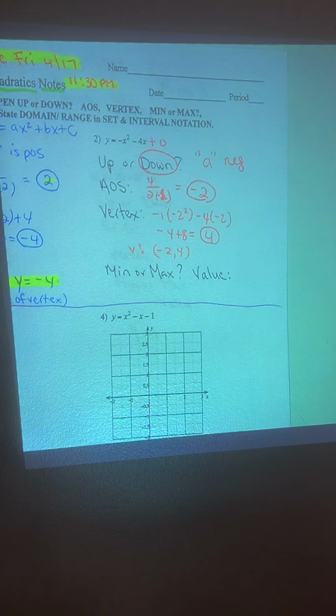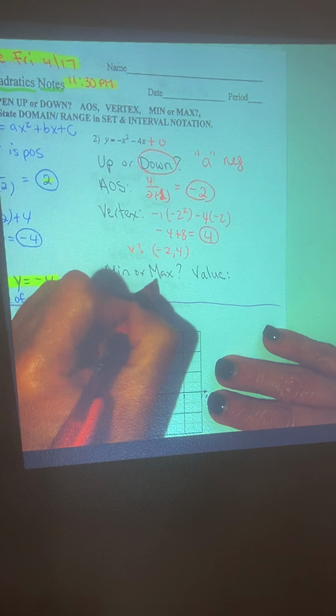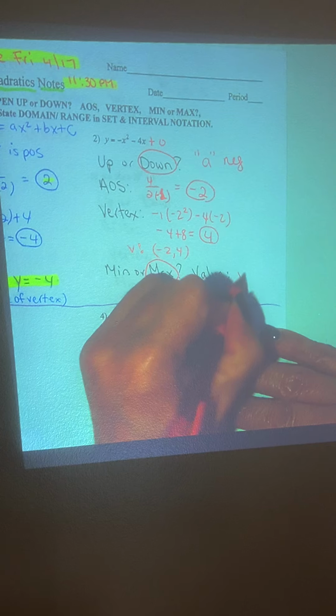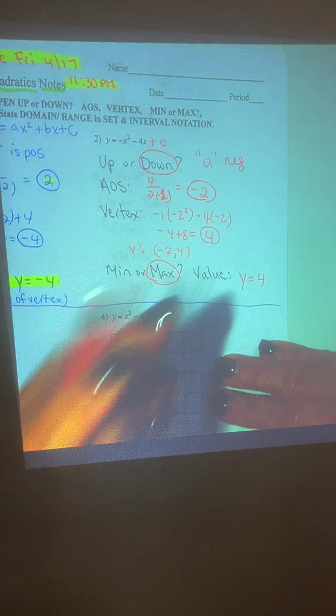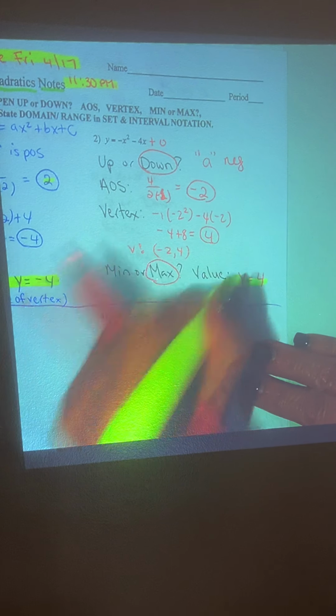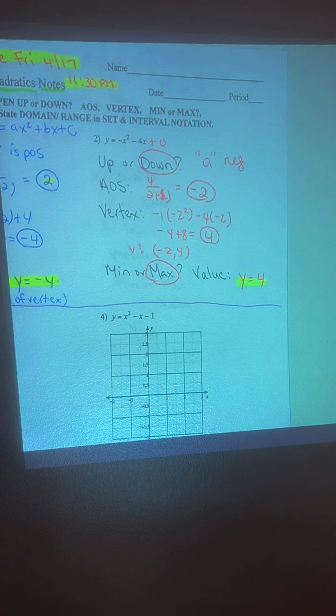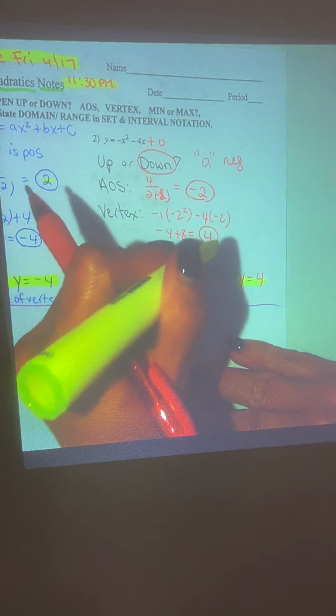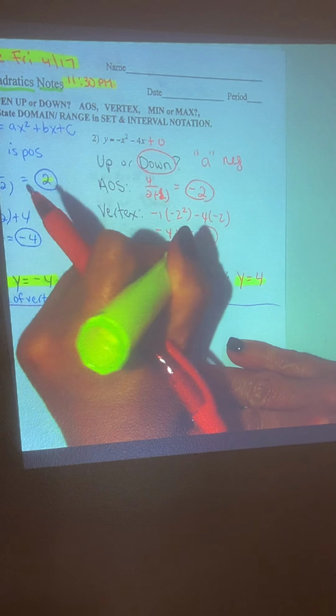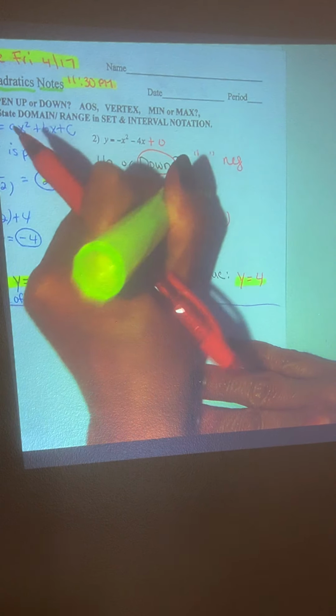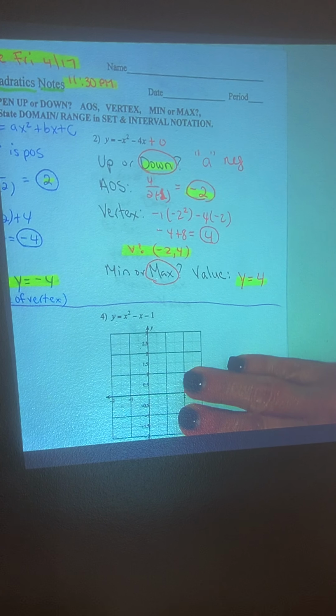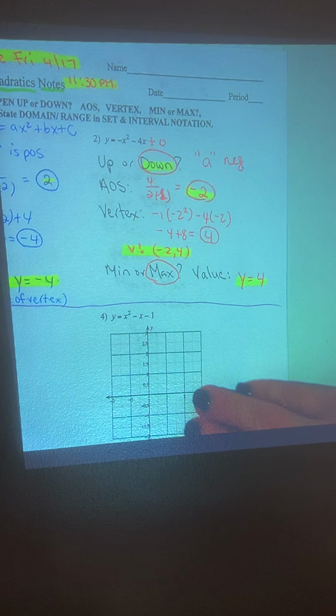Okay. Min or max? It is pointing down, so down, max value, y value of the vertex is 4. Okay, so we have max value is 4, vertex negative 2, 4, axis of symmetry is negative 2, opens down. Okay, next.